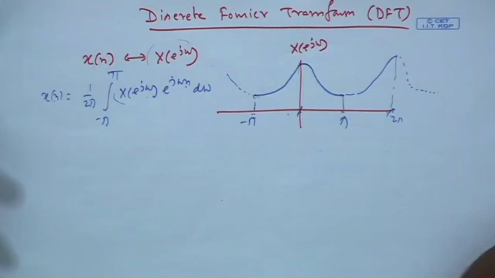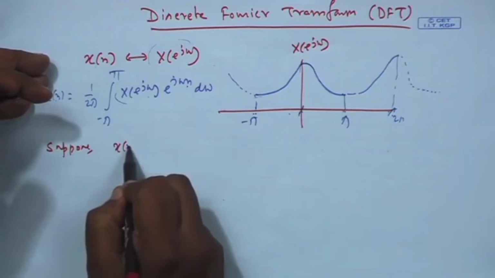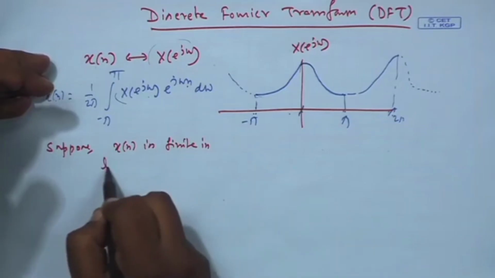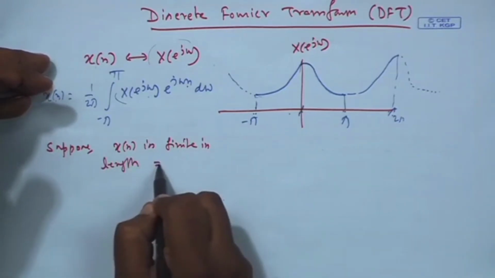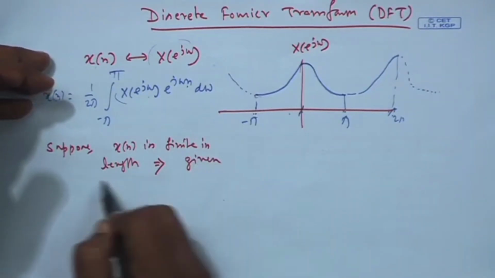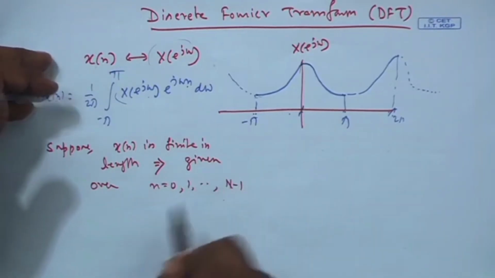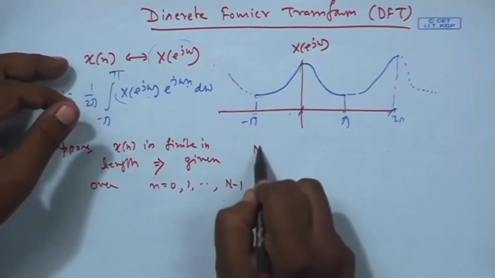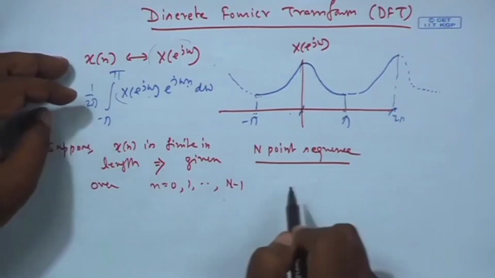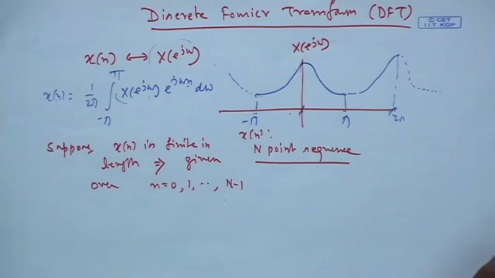Now, I will make a claim. Suppose x[n] is finite in length, that is, given over say n equal to 0, 1 up to N minus 1. We call it a capital N point sequence x[n]. That means it is given over this zone, and outside this zone it is all 0.